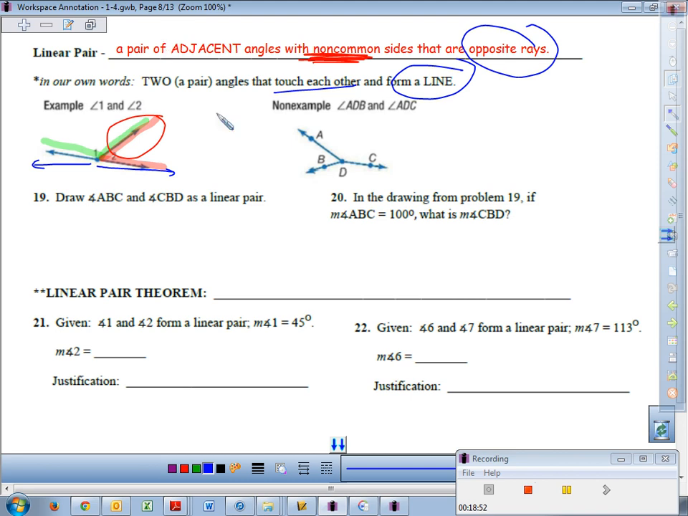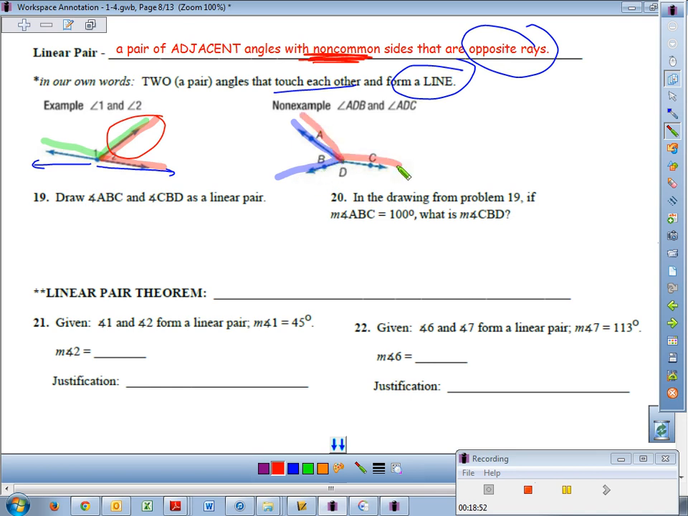That's what it is in our own words. Groovy. So if you see here why these are not a linear pair, angle ADB in blue and angle ADC, those are two angles, and they sure do touch each other. Isn't this the common ray between them? But you see the non-common rays, do they form a line? No, that's not a linear pair. These are just plain old adjacent angles. Cool? So to be a linear pair, they must be adjacent angles that form a line in the first place.